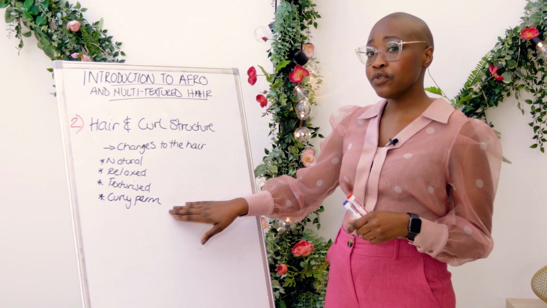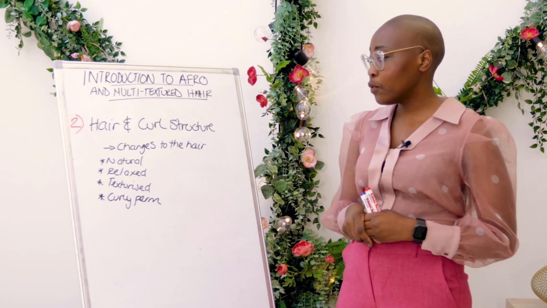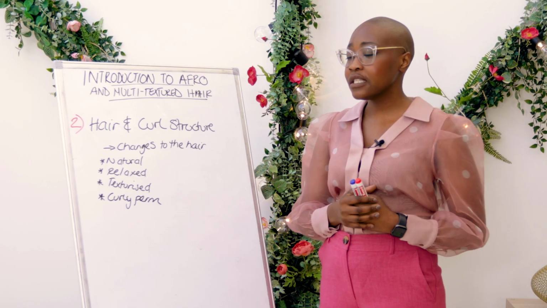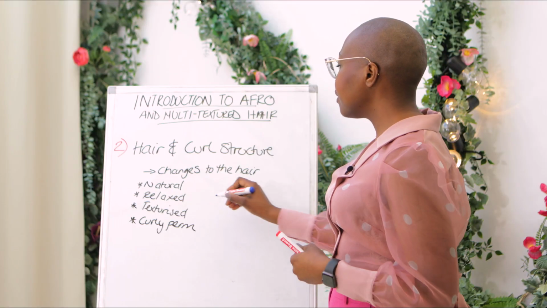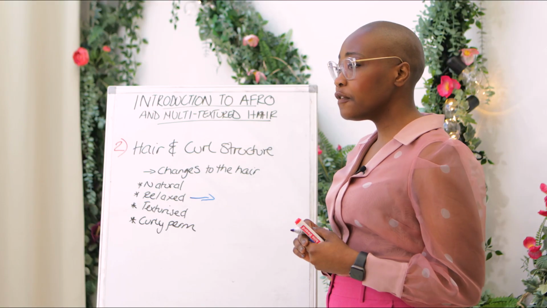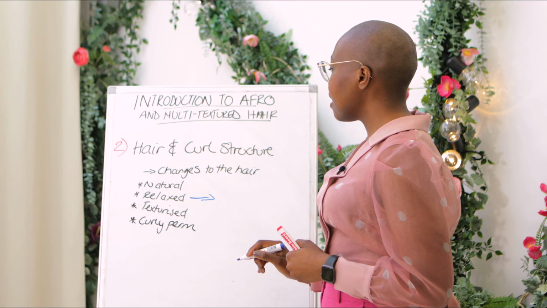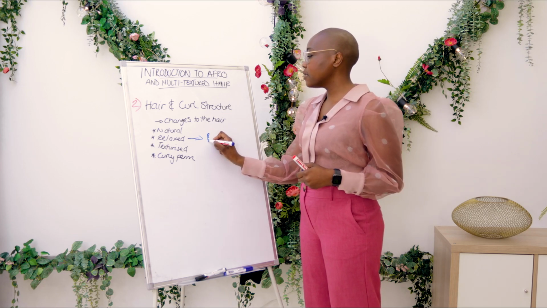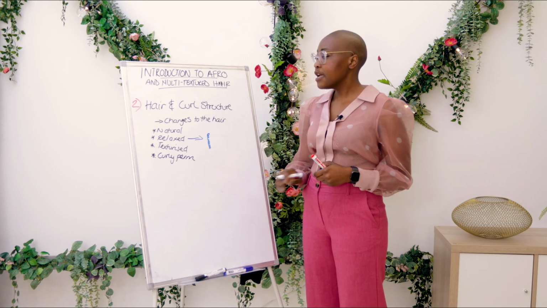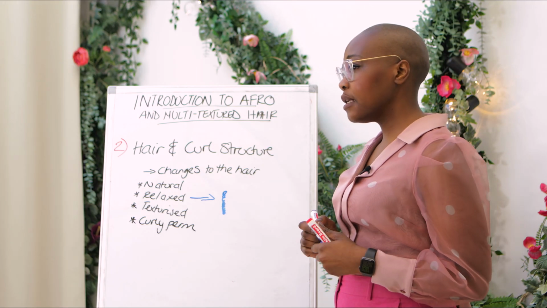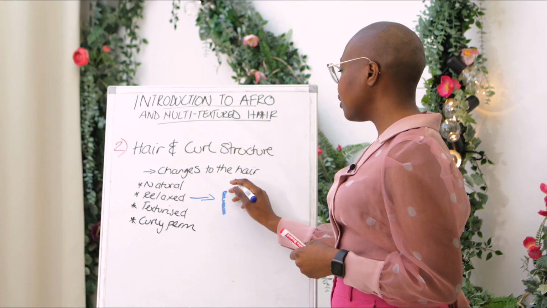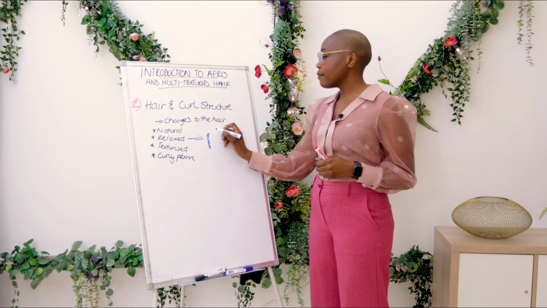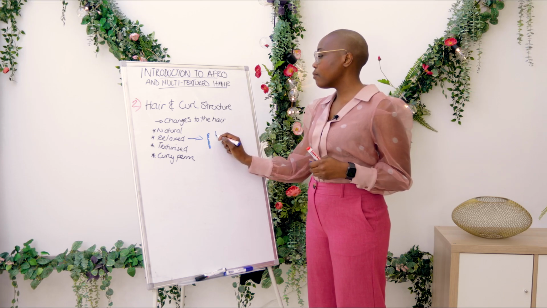There are other changes that we do which are more permanent, as I listed here on the board. We have hair that is relaxed, texturized, or curly permed. So I'm just going to briefly summarize and explain what this is. So if someone has got relaxed hair, what we've done is, if the hair was a tightly coiled hair texture, I'm specifically talking about Afro hair here. Say for example, this is their natural curl structure that they have, and they decided that they wanted to change that permanently. What the relaxer does is essentially break down the bonds that hold the structure of the hair together to then force the hair to become straight.